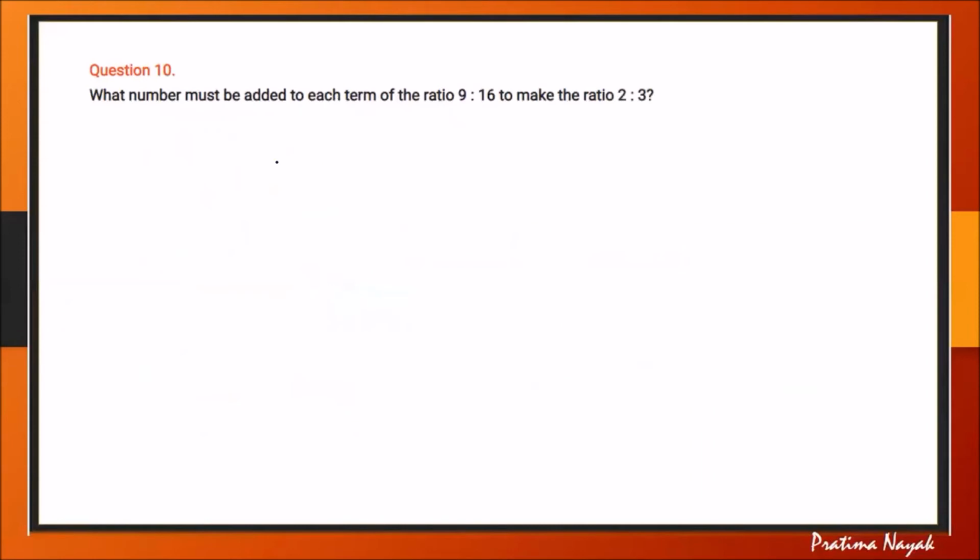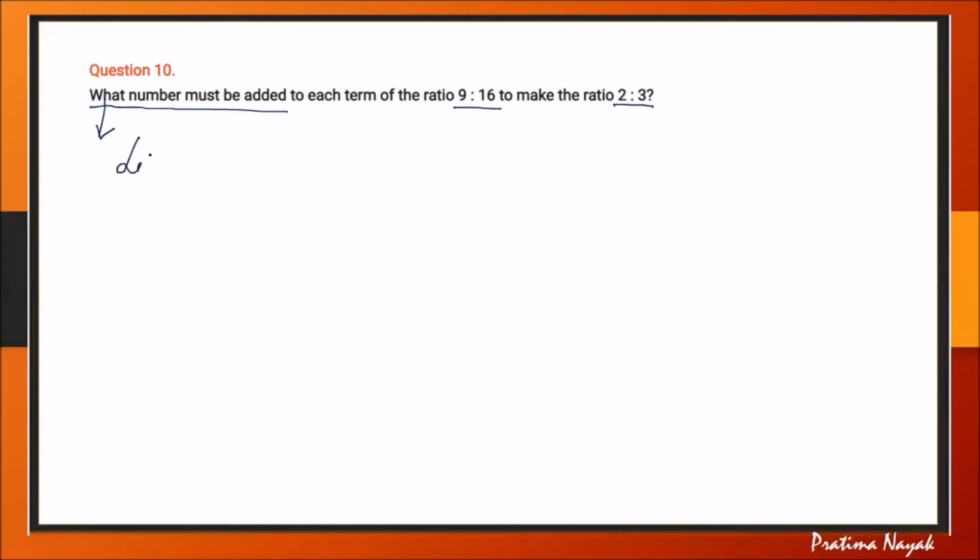What must be added to each term of the ratio 9 is to 16 to make the ratio 2 is to 3? What number should be added? So when the question is asked, what should be added, we take the help of x. Let the number be x. Then we'll frame the equation and you will solve for x using your linear equation concept.